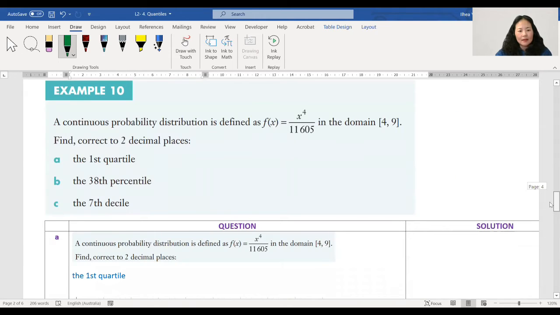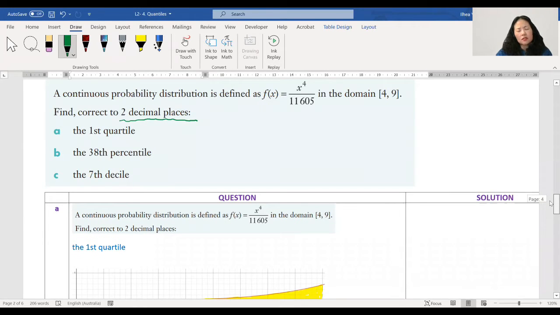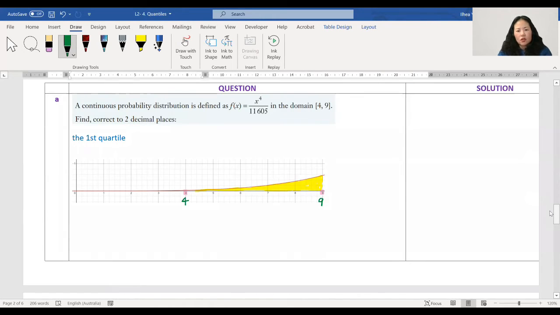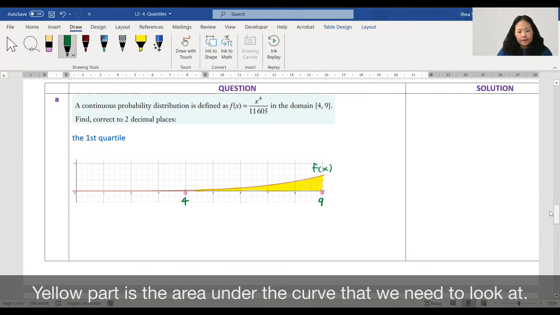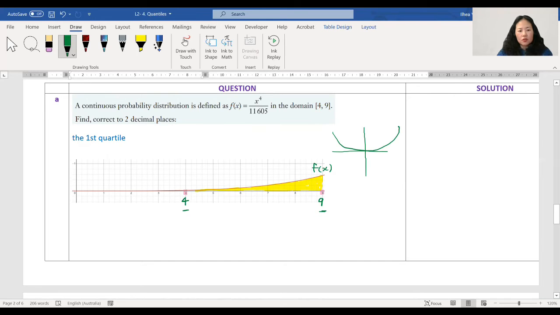Okay, example 10. A continuous probability distribution is defined as f of x equals x to the power of 4 all over 11,605 in the domain 4 to 9 inclusive. We want the answer correct to 2 decimal places. Now, let's have a look at this. I've just graphed f of x here, the part of it from the domain 4 to 9. We want to find the first quartile. So what does that really mean?